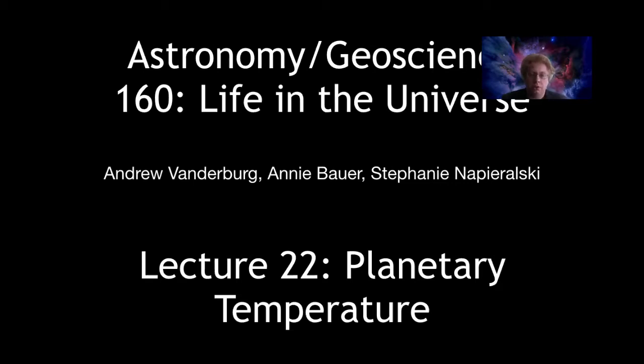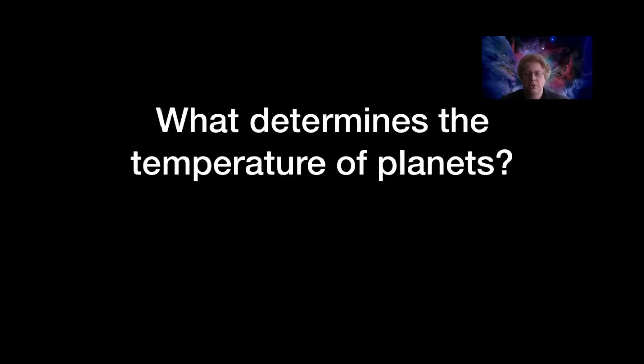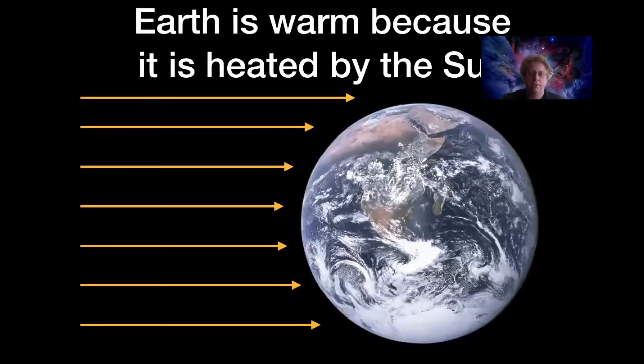This week, we're going to start talking about thinking about life outside of our solar system. And the first segment of lecture 22 is going to cover planetary temperature. So basically, the question that we're going to try to get at in this lecture is what determines the temperature of planets? And eventually, what we'll talk about after this is what determines the habitability of planets, because of course, temperature is an important characteristic that makes a planet hospitable to life or inhospitable to life.